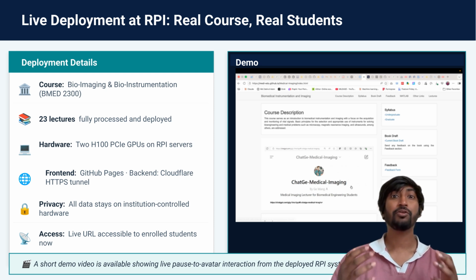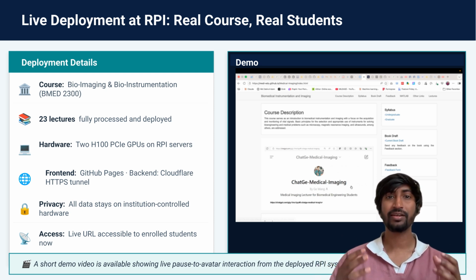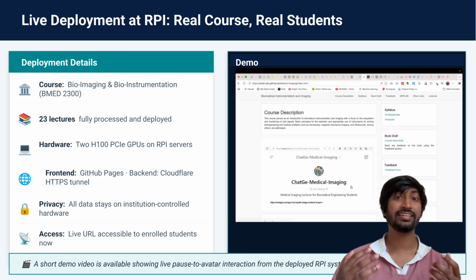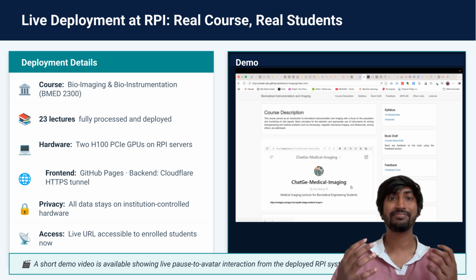This slide is important because Alive is not only a prototype, it has been deployed in a real course setting. The system is currently used for BMED 2300, bioimaging, and bioinstrumentation at RPI. We processed and deployed 23 lectures from the course. The front end is hosted through GitHub Pages, and the backend is connected through a secure HTTPS tunnel. The heavy computation, including retrieval and LLM inference, runs on RPI GPU servers.